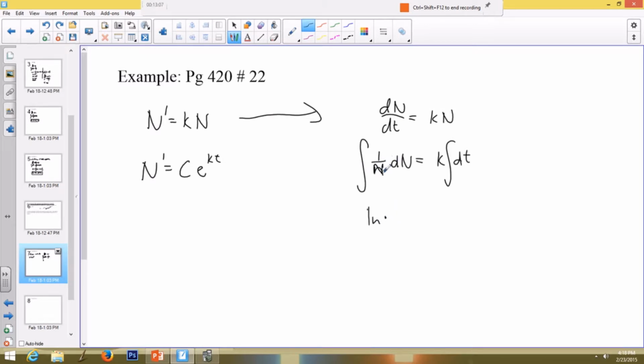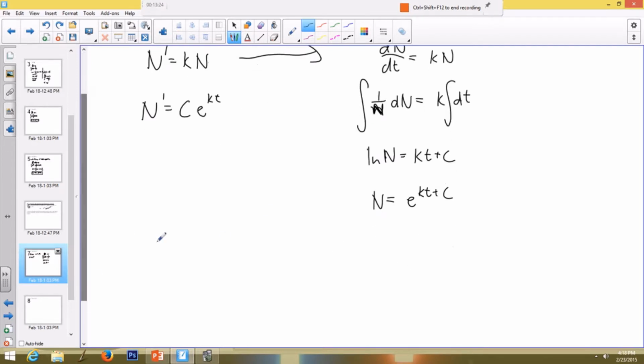You don't want to change your variables there. So I've got ln of capital N equals kt plus some constant c. And then I'll have N equals e to the kt plus some constant c. Separate those values. We've got N equals some new constant c e to the kt, just like we did in a previous problem. But we don't want this expression. We want N prime.